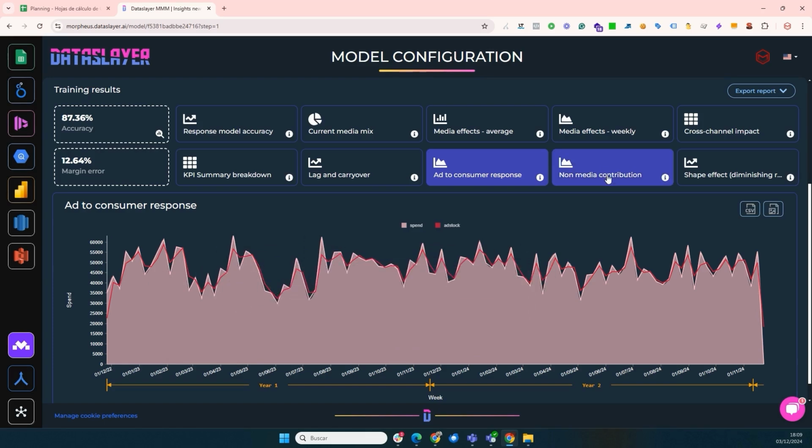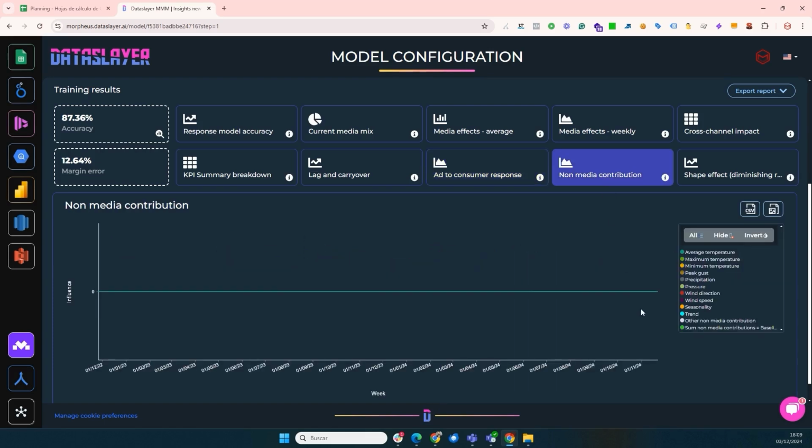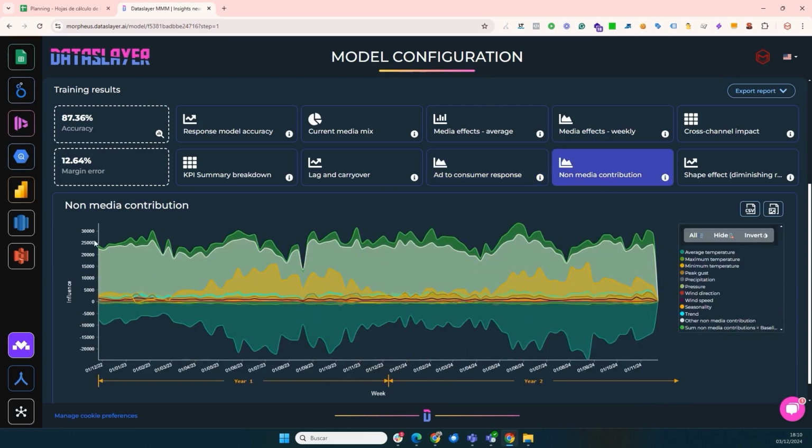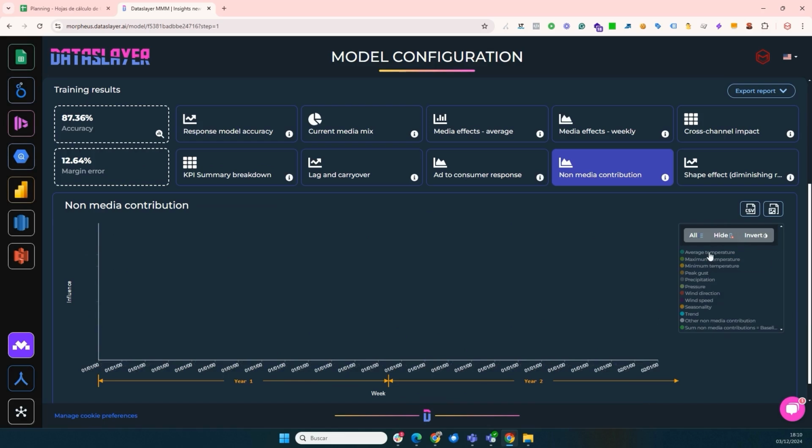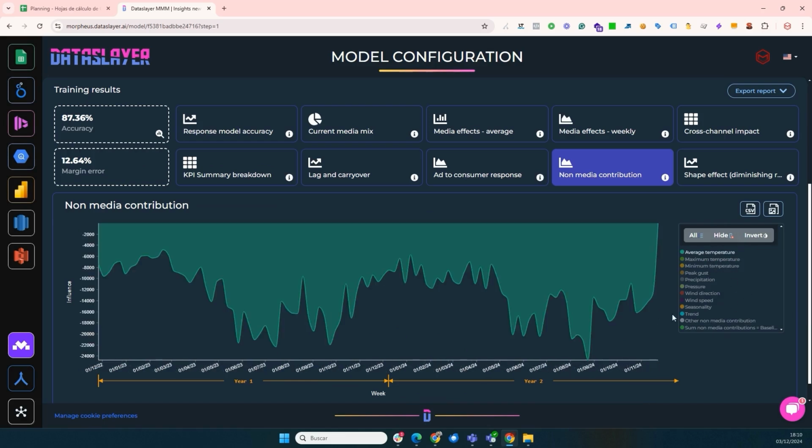Next, we move on to the non-media contribution, where it's very important to pay attention to the indices. Notice that in this case, the influence ranges from a maximum of 30,000 to a minimum of 20,000. Of course, if I do a high analysis and look at it one by one, if I check the temperature, be careful because it goes down to 24,000. This means that the average temperature has a negative influence.